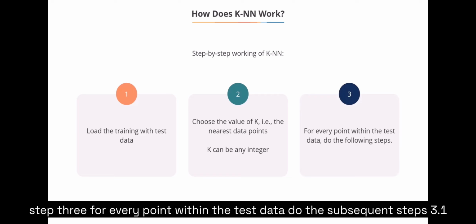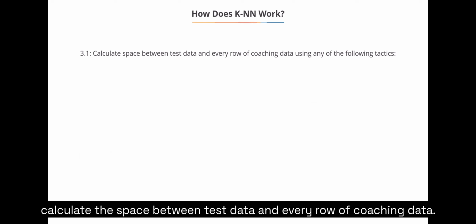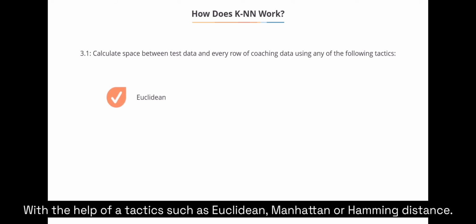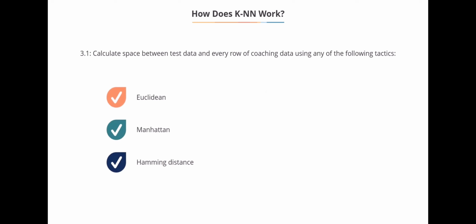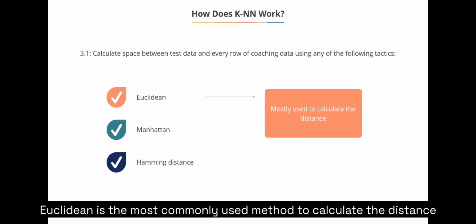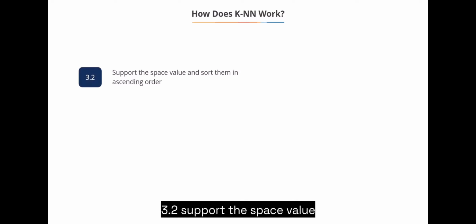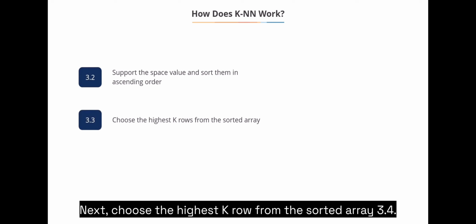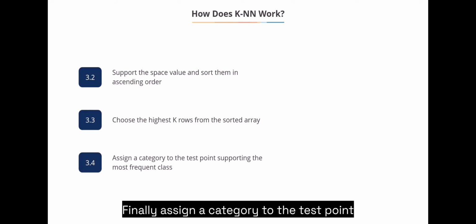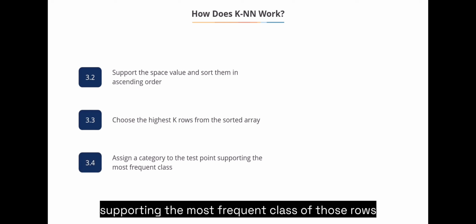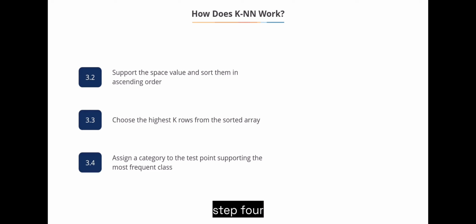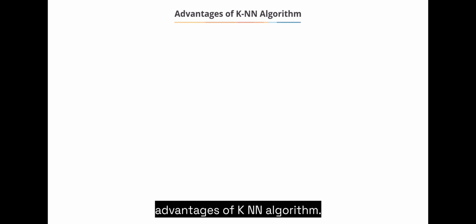Step 3. For every point within the test data, do the subsequent steps. 3.1. Calculate the distance between test data and every row of training data with the help of a method such as Euclidean, Manhattan, or Hamming distance. Euclidean is the most commonly used method to calculate the distance. 3.2. Sort the distance values in ascending order. 3.3. Next, choose the top K rows from the sorted array. 3.4. Finally, assign a category to the test point based on the most frequent class of those rows. Step 4. End.